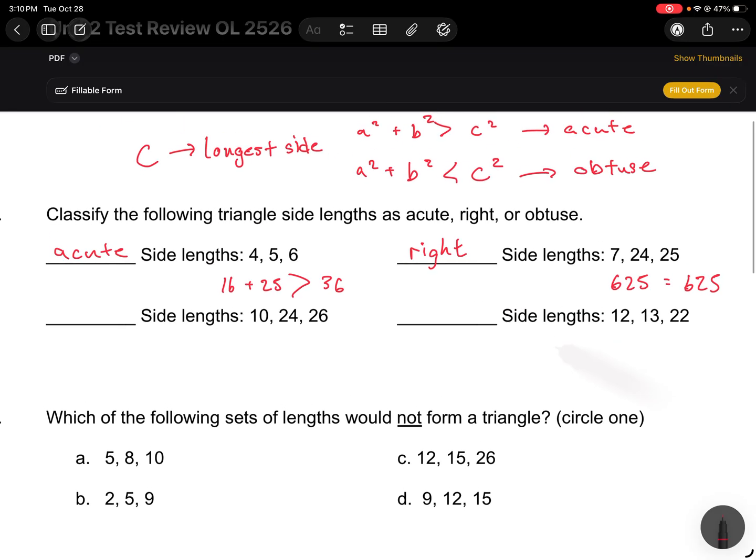This would give me 144 and 169 and 22 squared. Yes, 22 squared would give me 484. You're going to see something interesting. So 313 is going to be less than 484. This will tell me I have an obtuse triangle.